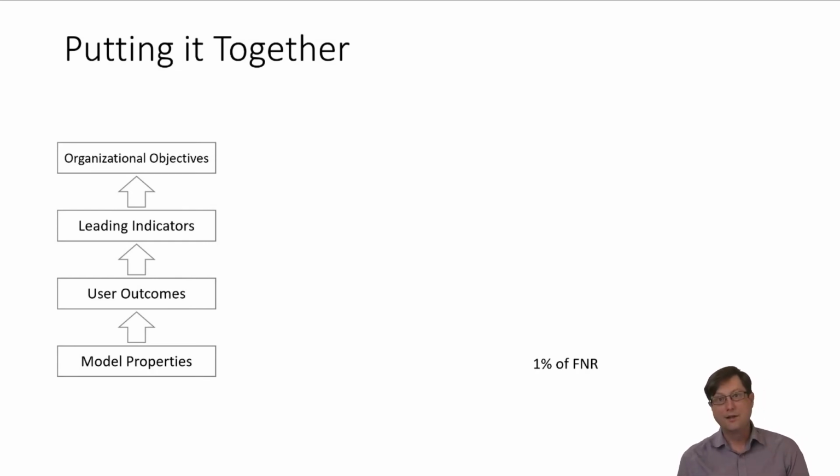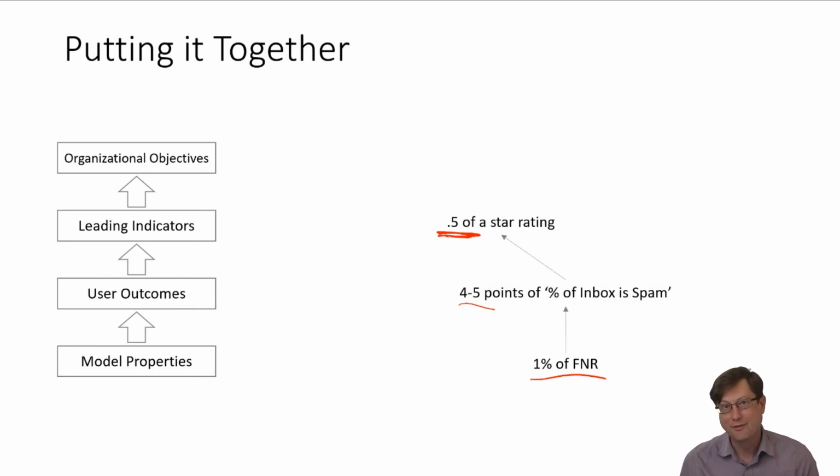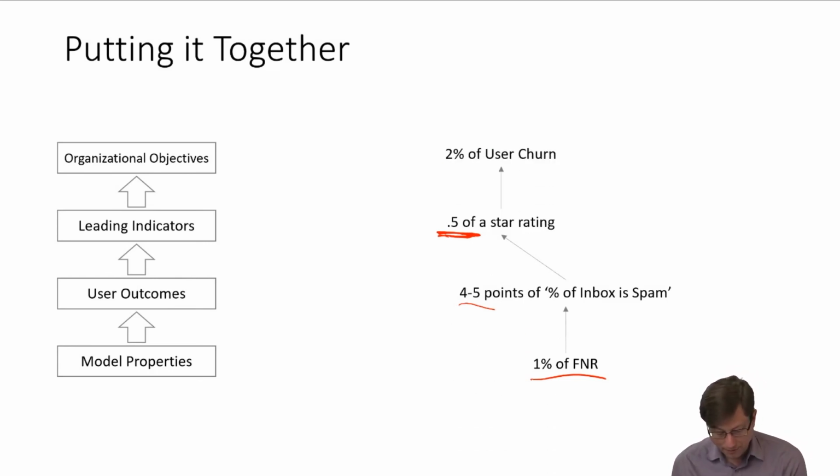And here's an example of how you might look at putting that all together. A 1% false negative rate improvement could equal 4 to 5 points of percent of inbox spam, which could, in the range where we currently are, be a half a star rating for the users who you can make that change for. And then maybe people have taken it further and they've correlated star ratings with user churn, which would be the organizational objective that you would key to in this particular chaining.